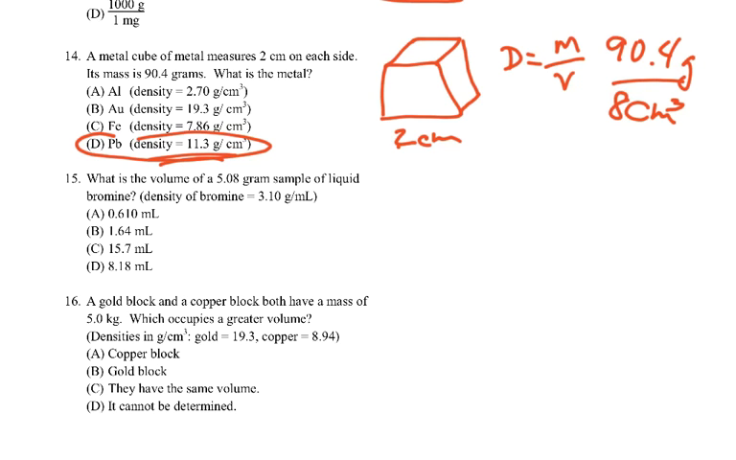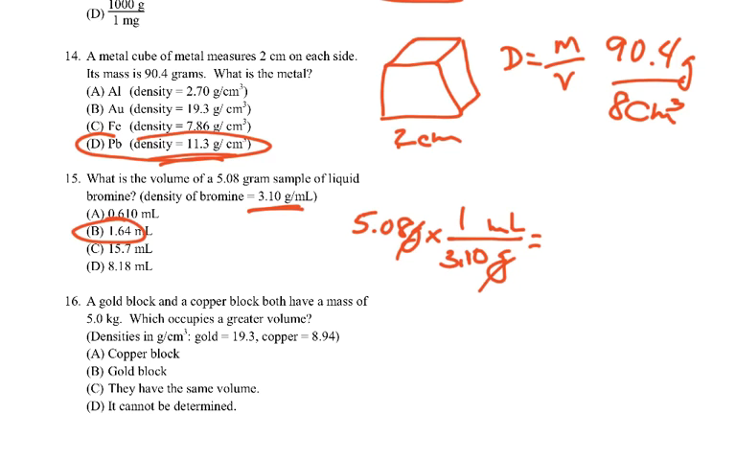Okay, what is the volume of a 5.08 gram sample of liquid bromine, given the density? Okay, density can be used as a conversion factor, and so I can say 5.08 grams, and I can say grams per milliliter. So there's 3.10 grams per milliliter. So grams drops out. So 5.08 divided by 3.10. So that looks like it's going to be 1 point something. Okay, so my answer would be B.